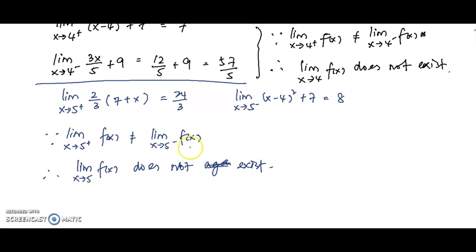Sorry, there is a correction over here. 24 over 3 is equal to 8. So both of them have the same value, we can say that the right-hand limit is equal to the left-hand limit. This is equal to 8. That's why we say that the limit does exist. All right, the limit when x approaches 5 exists, and it is equal to 8.